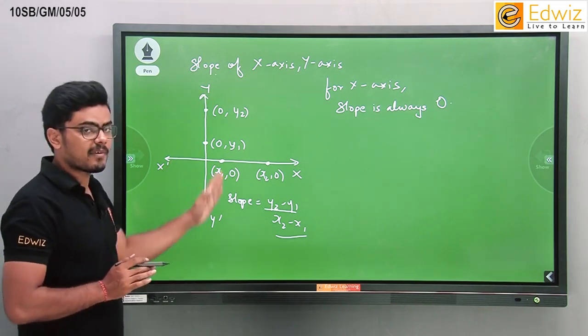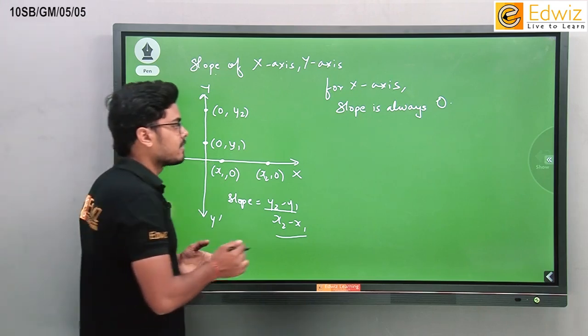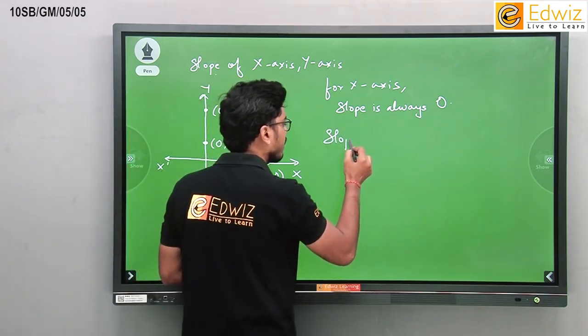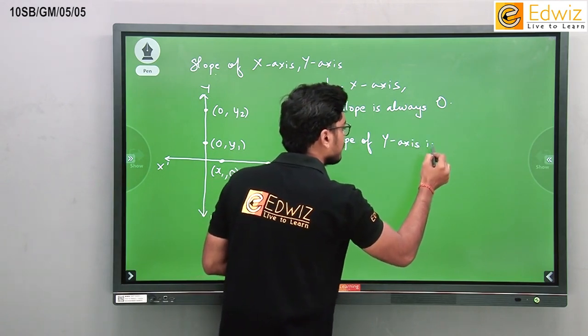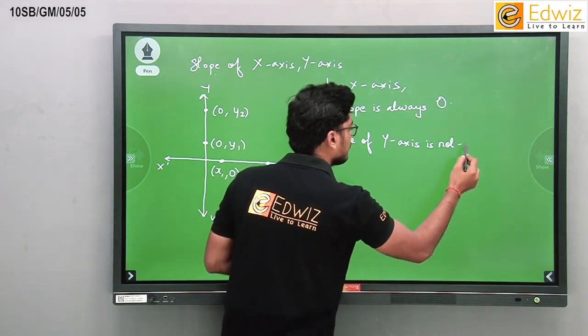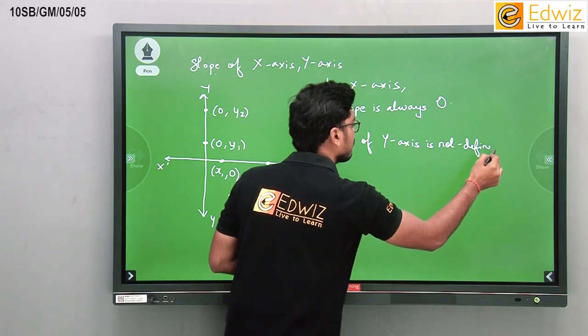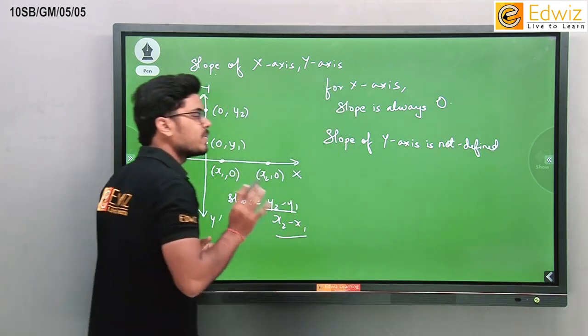So the slope of the y-axis is not defined. Slope of the y-axis is not defined. Okay, the slope of the y-axis is not defined.